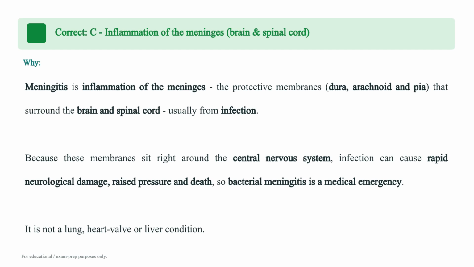The answer is C. Inflammation of the meninges around the brain and spinal cord. Meningitis is inflammation of the meninges, the protective membranes, the dura, arachnoid, and pia that surround the brain and spinal cord, usually from infection. Because these membranes sit right around the central nervous system, infection can cause rapid neurological damage, raised pressure, and death. So bacterial meningitis is a medical emergency. It is not a lung, heart valve, or liver condition.